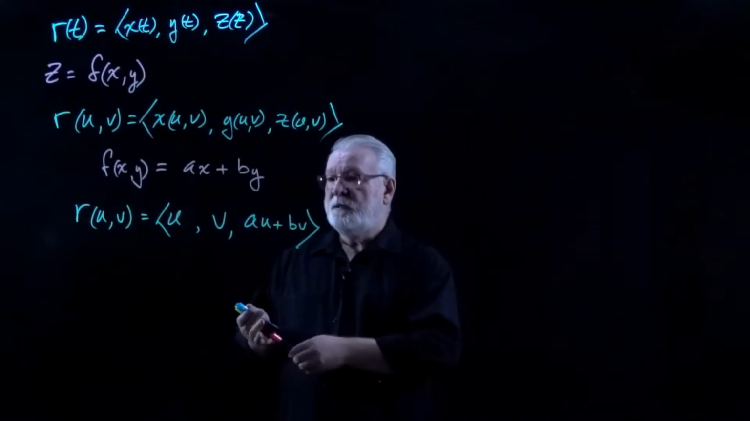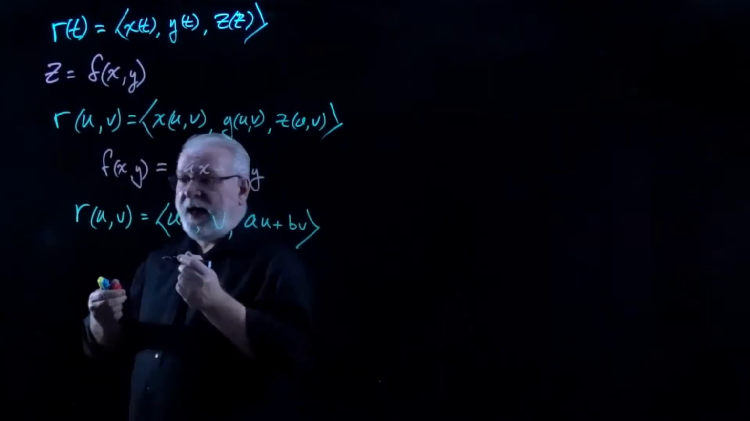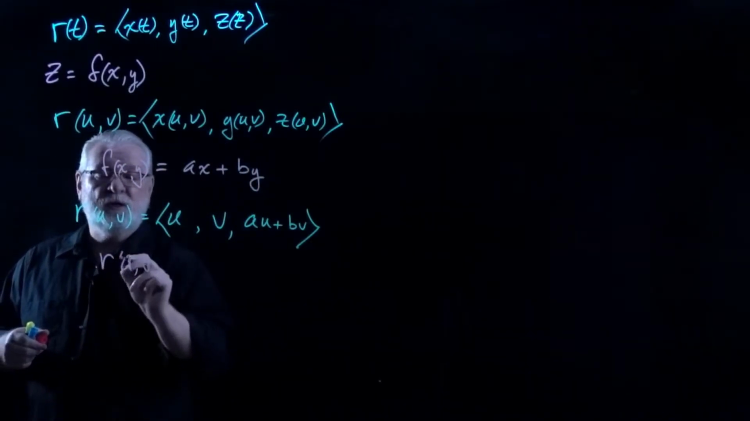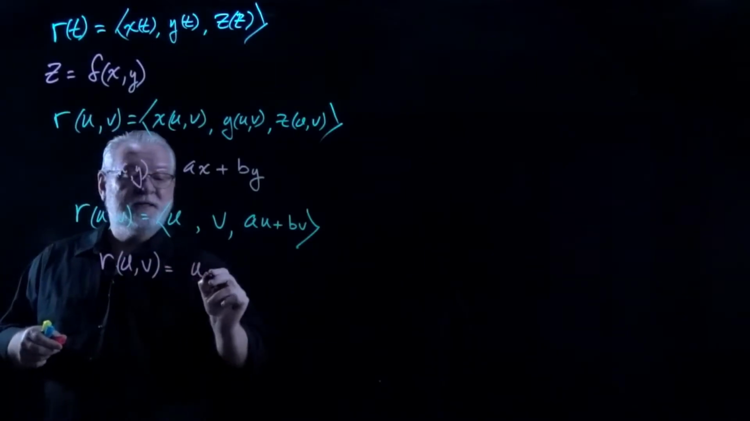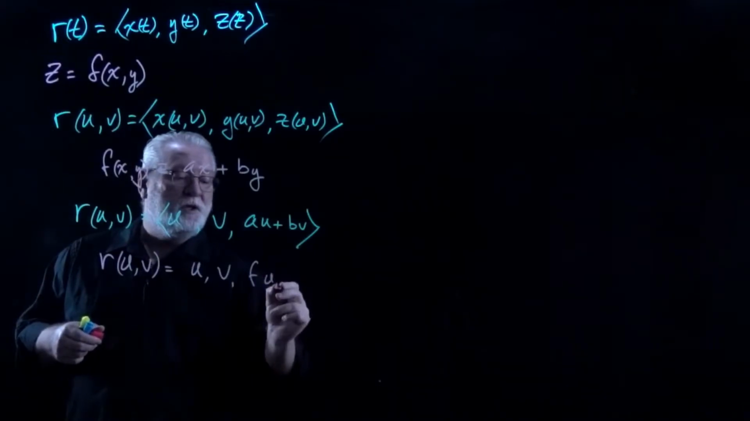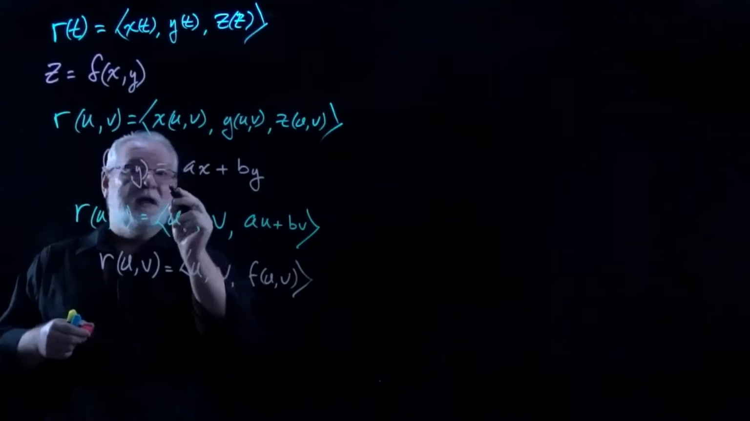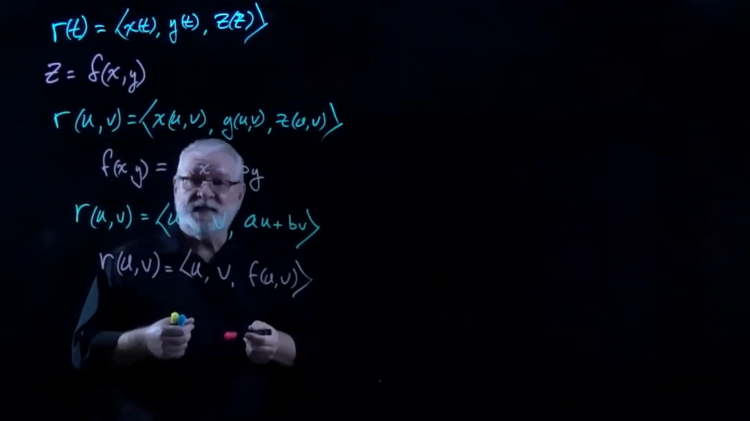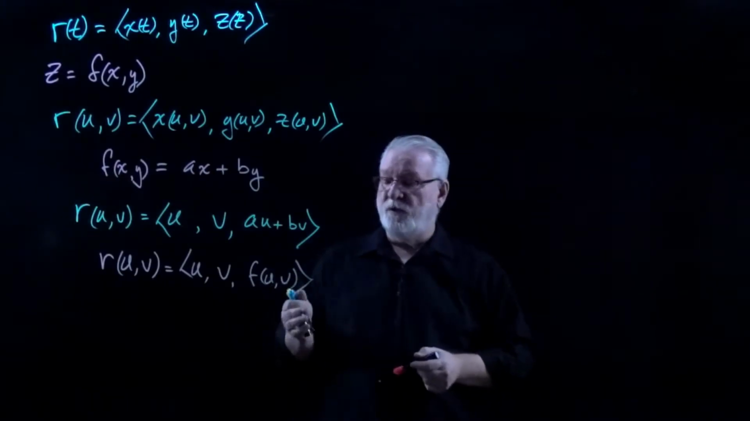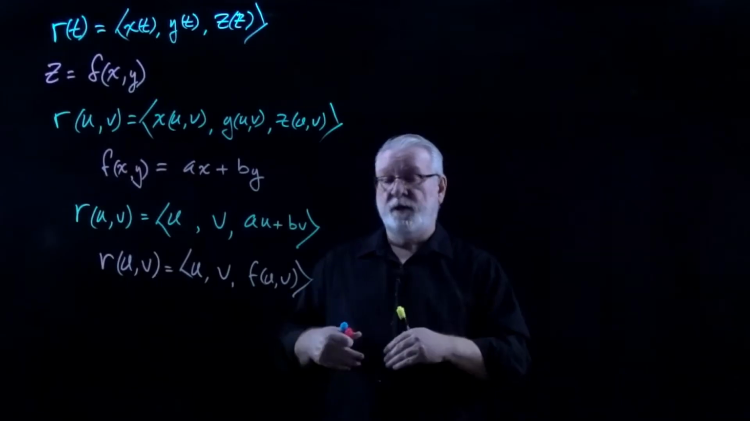Okay, so this becomes kind of our first rule, which is as a shortcut, you can almost always parameterize any function in u and v just by assigning u to x, v to y, and f of u, v to its z coordinate. Now, of course, to do this, you have to be able to list the function explicitly as a function of z equals. If you can't do that, then this turns out to be really difficult to do or often impractical.